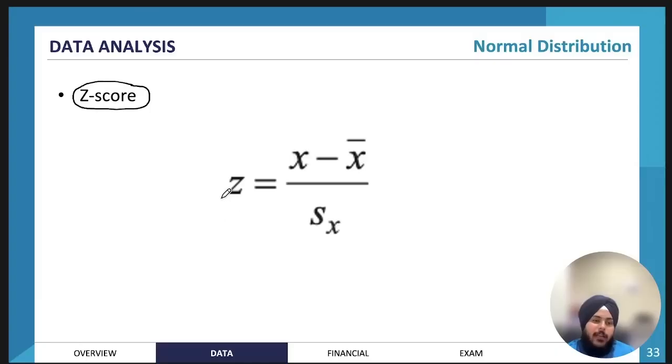So that is when we might use the z-score. What the z-score does is it standardizes the value to a standard normal distribution. So you will get a value ranging from -3 to +3.